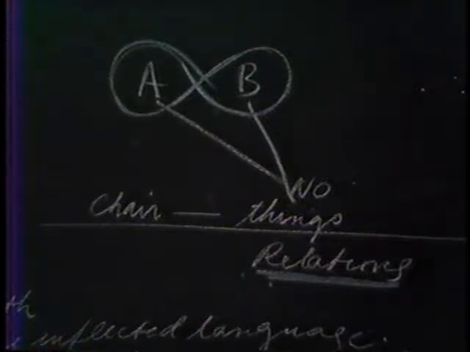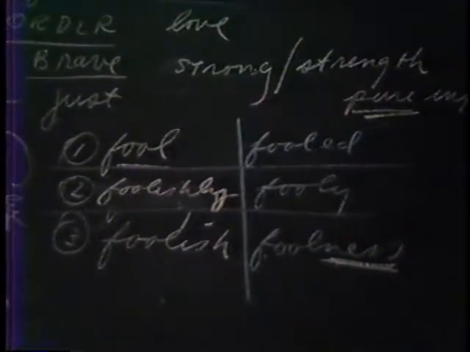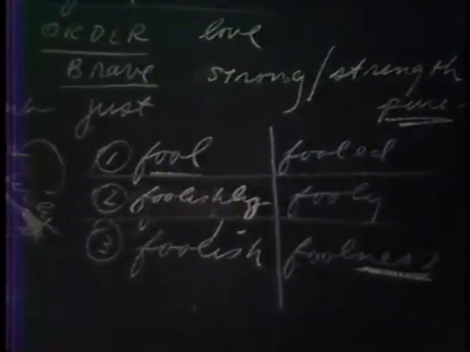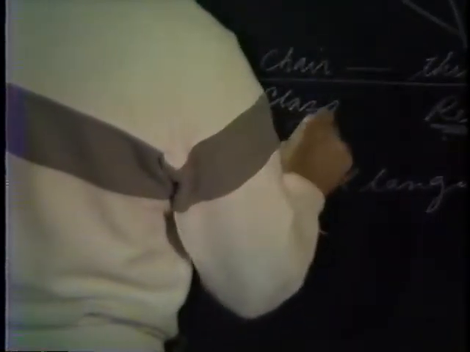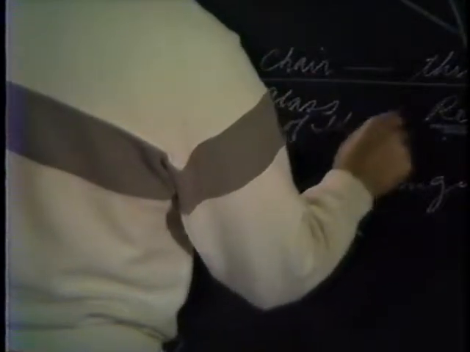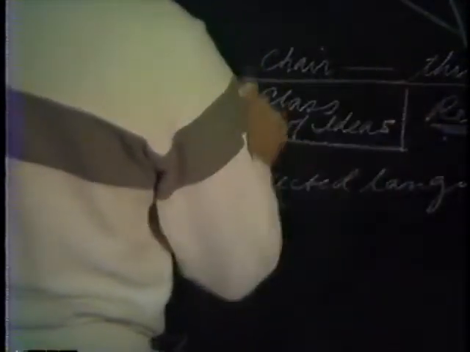Brave, is that a relation? Equal. We can put that to all three. Equal, equally, and equalness. What's common to all this stuff? These words? Equal, order, brave, just. They're all ideas, aren't they? Certain class of ideas. They're a class of ideas. What class? Not things, they're a class of ideas.